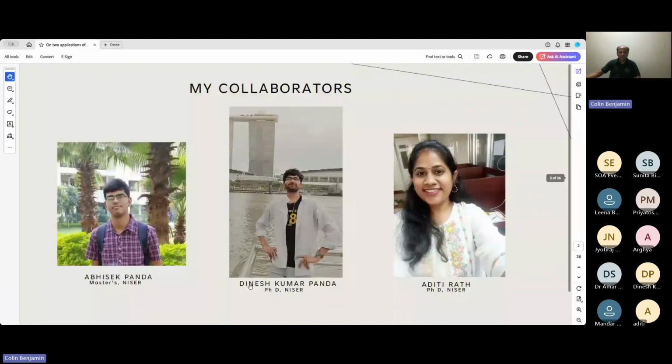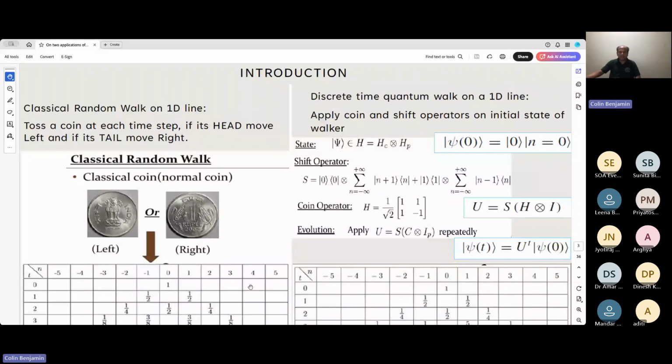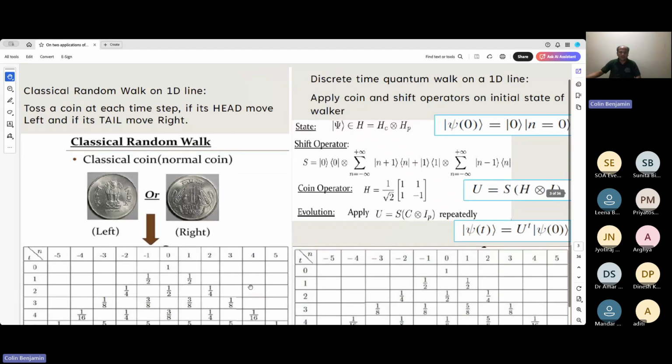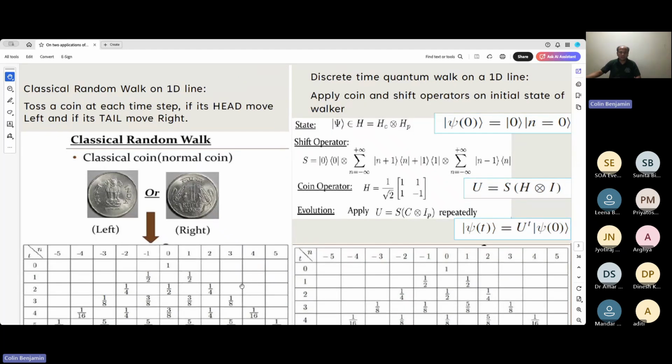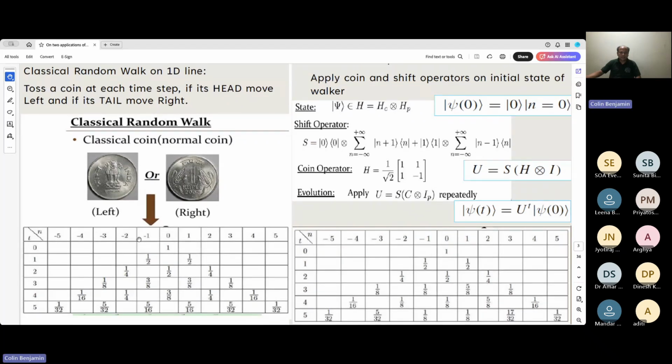So basically, what is a quantum walk? So quantum walk, if we know what is a classical random walk, then it's just a quantum version of that. So if you implement a classical random walk, what you do is toss a coin, and then you move one step to the left or to the right. That's what is shown in the left column here, depending upon whether it's heads or tails. And you get a nice symmetric distribution around the mean, that is the 0 position.